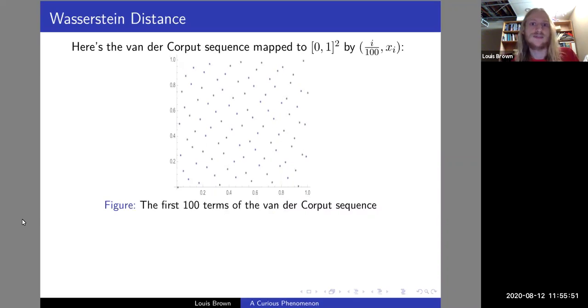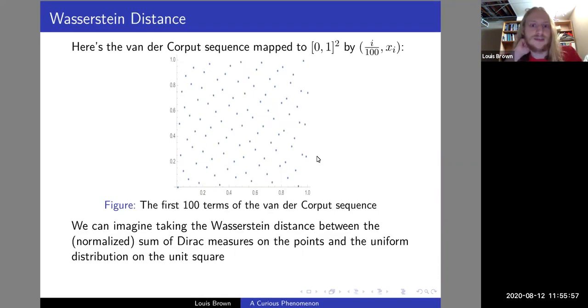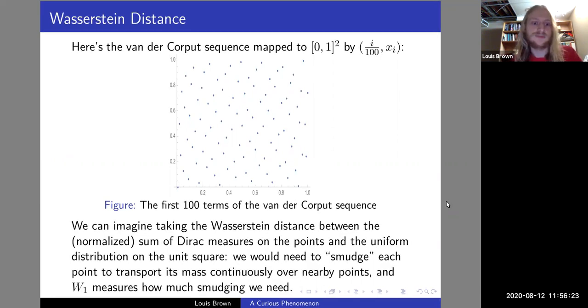So here's the van der Corput sequence mapped to the unit square again. And we could imagine we want to take the Wasserstein distance between the normalized sum of Dirac measures on these points and the uniform distribution on the unit square. So on each of these points, I have a little point mass of weight 1/100, so that the total mass is 1. And I need to push that mass around so that I completely smoothly cover the square. So we would need to sort of smudge each point to transfer its mass continuously over the nearby points. And the W1, the Wasserstein distance, measures how much smudging we need to do.